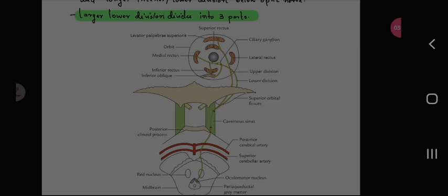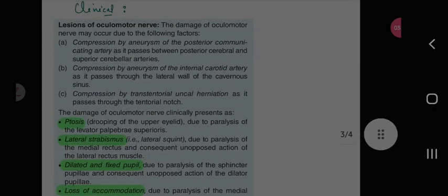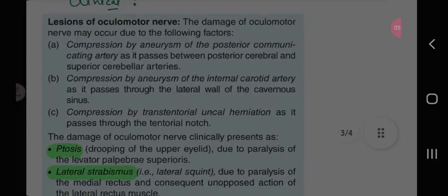Lower division, superior orbital fissure, cavernous sinus, posterior clinoid process, posterior cerebral artery, superior cerebellar artery, red nucleus, midbrain, periaqueductal gray matter, oculomotor nucleus. Clinical lesions of oculomotor nerve.